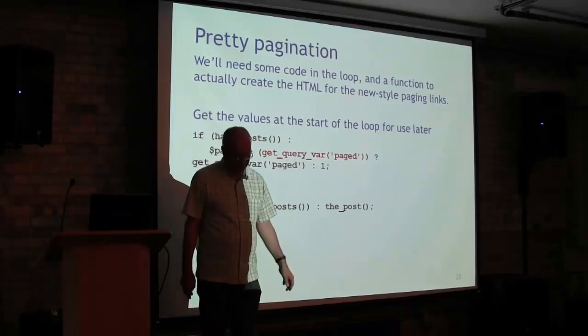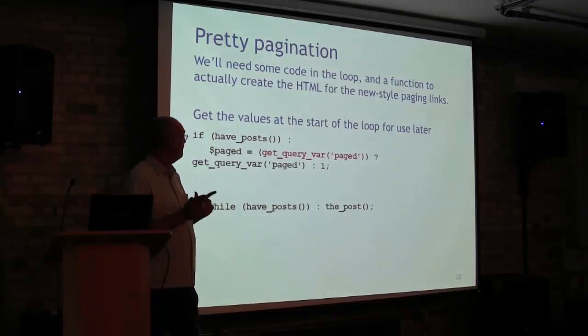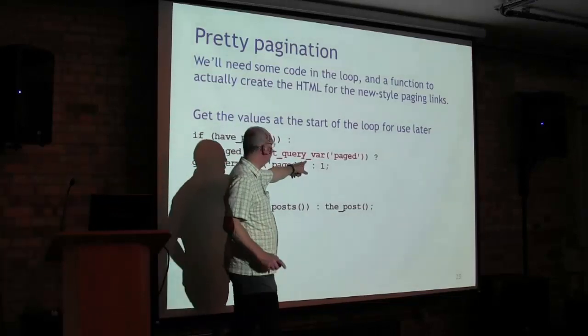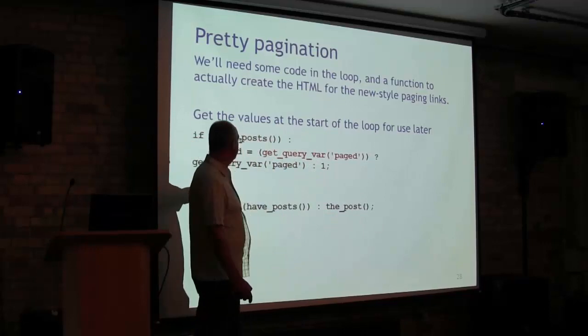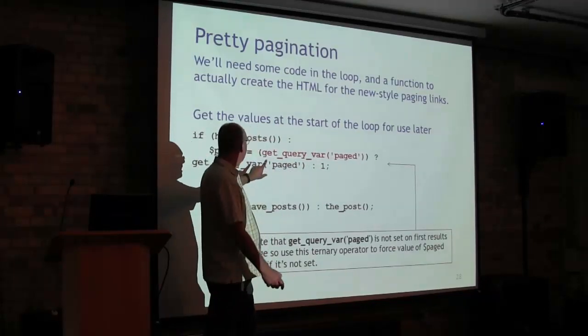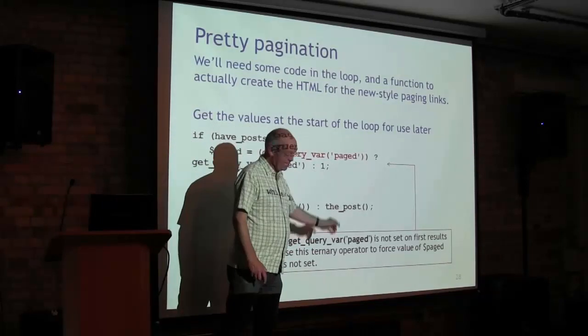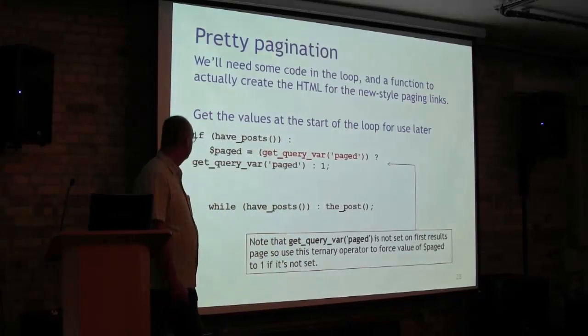Now, as far as I can tell, if you're on the first page of results, then this value is not actually set. And so I've used this ternary operator to actually set it to 1. So if it is set, then you pull out the variable. If it isn't, then you just set it to 1, because it's on the first page.